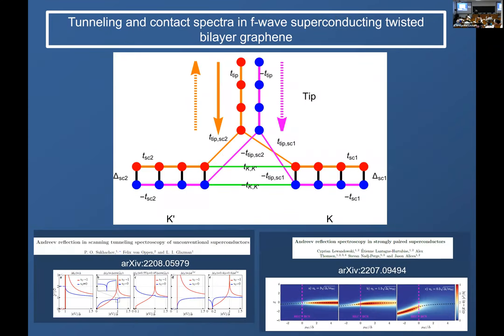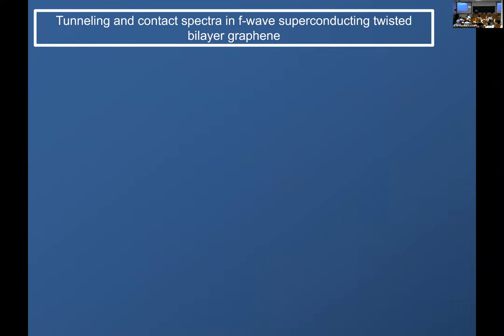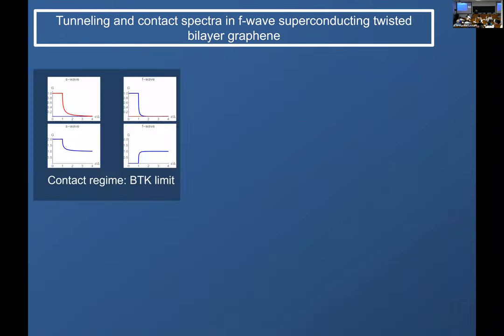And now the last thing I want to speak about is what happens when you put a tip on this system. So we modified a little bit the model outlined by Lenny Glassman or by Ali. We have a tip, and instead of having a single complex channel going out, we have two channels, one per valley. In one valley the superconducting gap is positive, and in the other valley the superconducting gap is negative.